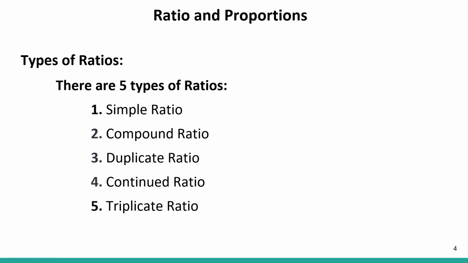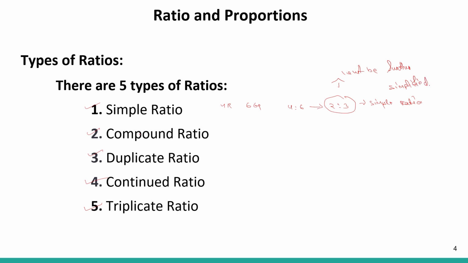So there are 5 types of ratios: simple ratio, compound ratio, duplicate ratio, continued ratio, and triplicate ratio. Simple ratio was nothing but a given ratio. Let's say you have 4 red balls and 6 green balls. Their ratio will be 4:6, and after simplification it becomes 2:3. So this is called a simple ratio, which can't be further simplified.